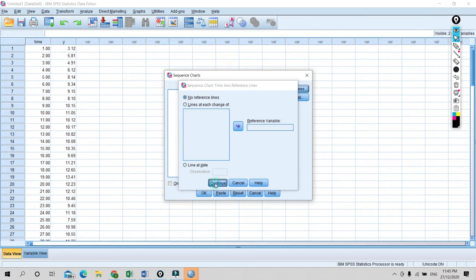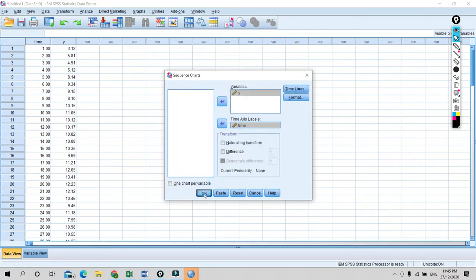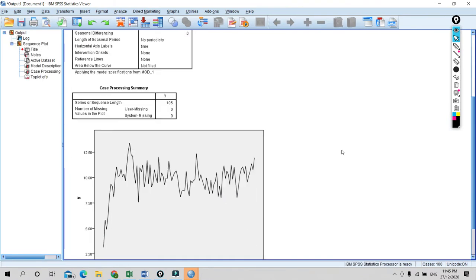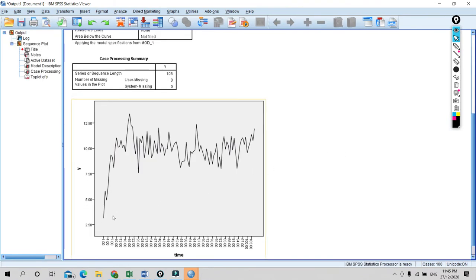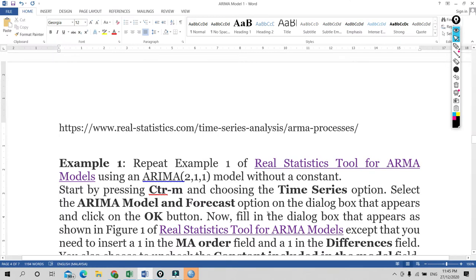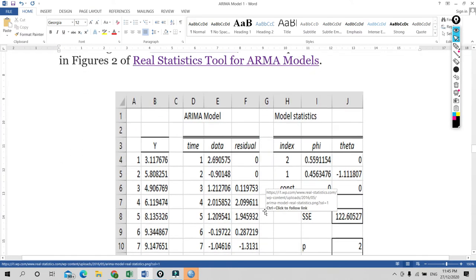Okay, just continue. So just draw a graph here. We can see that there is a trend line here. So copy here, copy there. Okay, just copy here. I just put it right here.